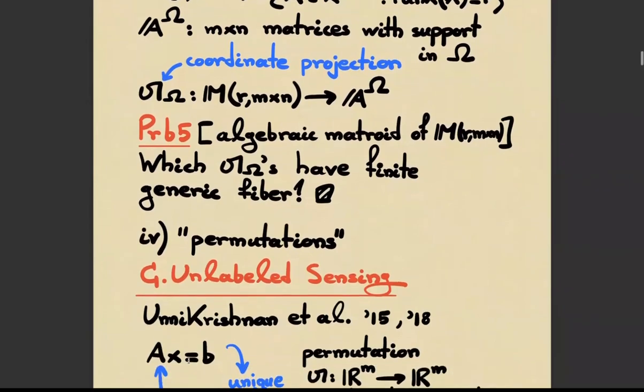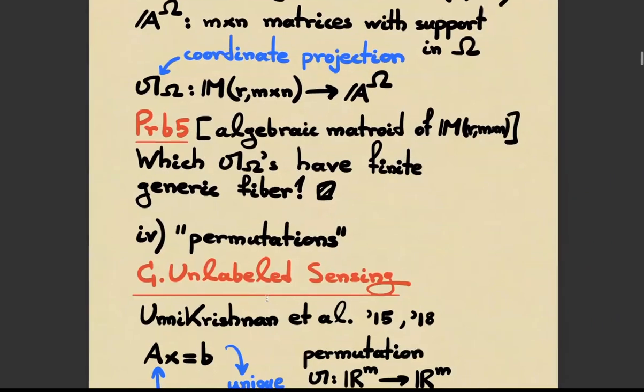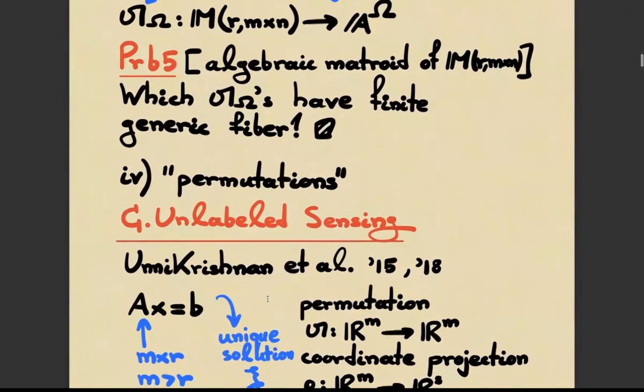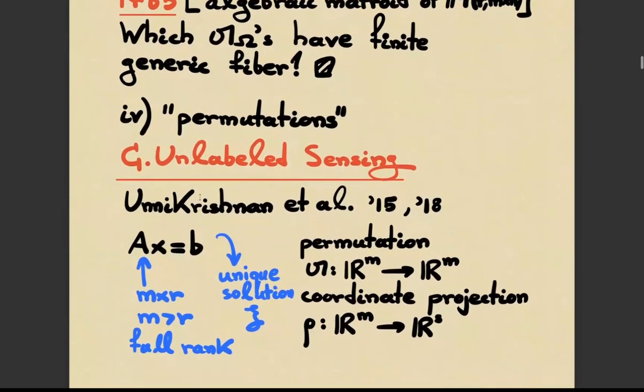Now the other notion in unlabeled principal component analysis, besides principal component analysis, was unlabeled sensing. So what is unlabeled sensing? This was introduced by Unnikrishnan, Haghighatshoar, and Vetterli, starting from a conference paper in 2015, which became a journal paper in 2018.